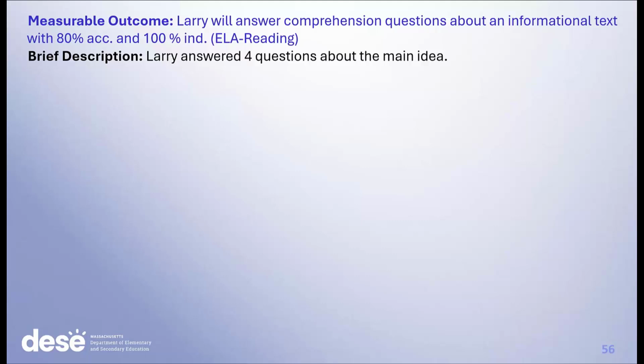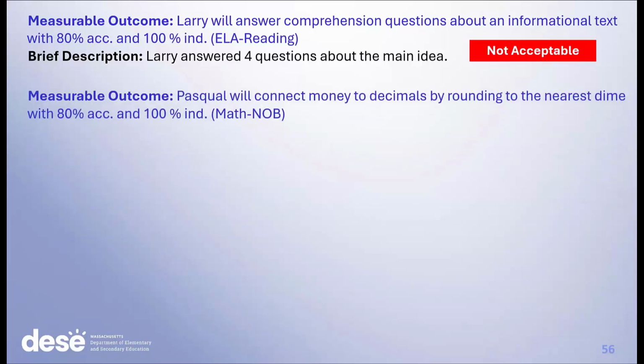84% said it was not acceptable, and 16% said it was acceptable. So let's see. He was going to answer comprehension questions about informational text. But it just says that Larry answered 4 questions about the main idea. If we were in person, I would ask you why it was not acceptable, which it is not acceptable because there aren't any titles. Remember, we need the titles. Okay, good job. See what the next one says.